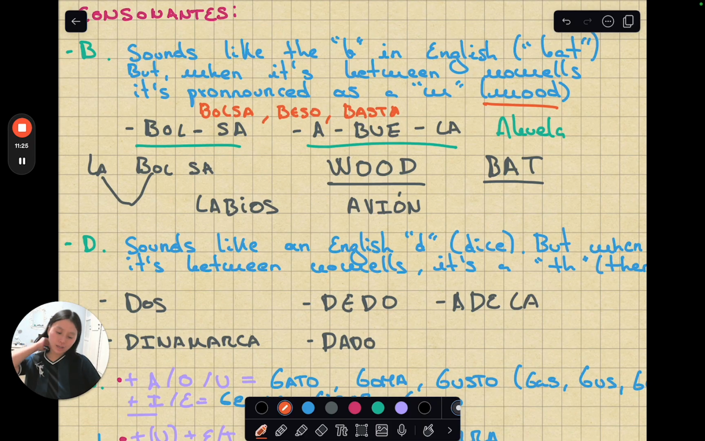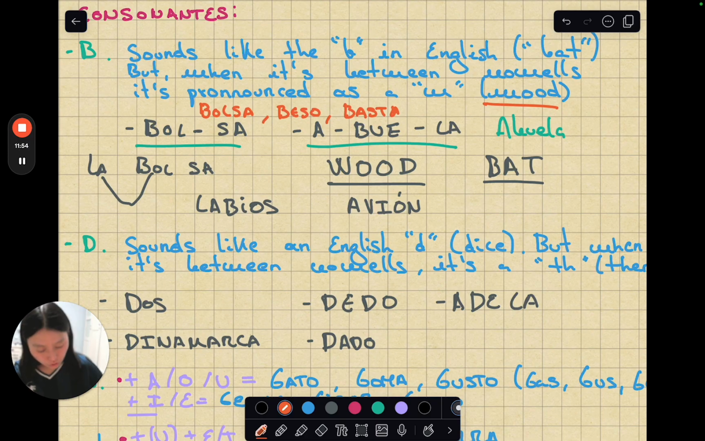So how would you say granny? It's not abuela. Okay? It's abuela. It's a very soft B. Abuela. Okay? The same would happen with bolsa. If you have bolsa, which is bag. But if you say the bag, la bolsa, it's not la bolsa. It's la bolsa. Okay? La bolsa.